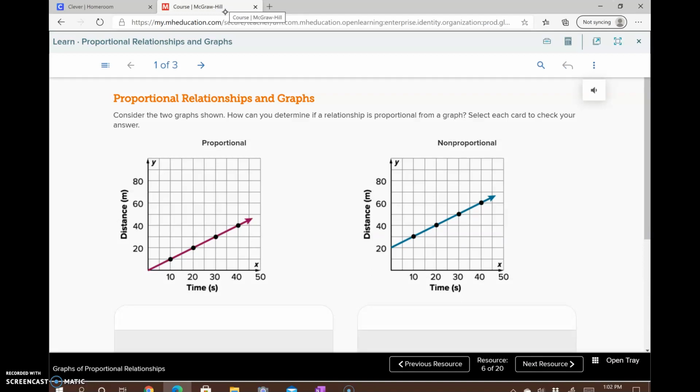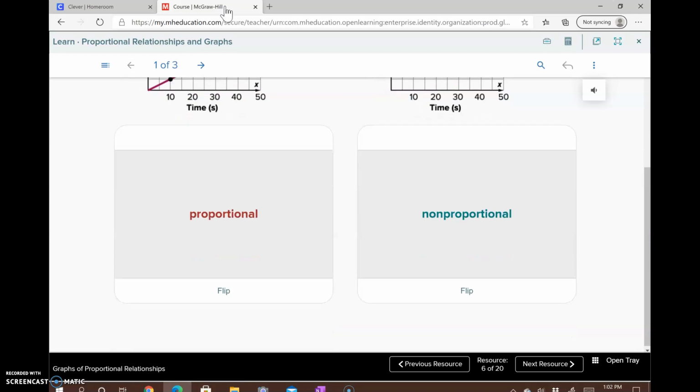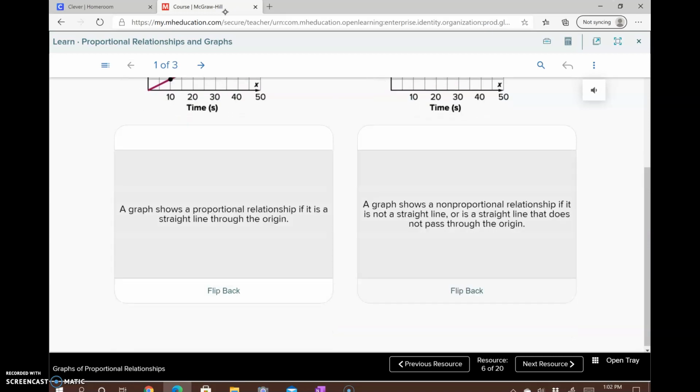All right, so proportional relationships go through the origin. You can look at this and see that it goes through that 0, 0. It is proportional. If it does not go through 0, 0, it is not proportional. So a graph shows a proportional relationship if it goes through the origin. A graph shows a non-proportional relationship if it is not a straight line.